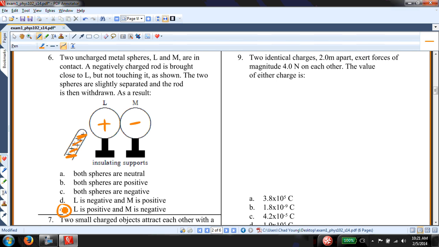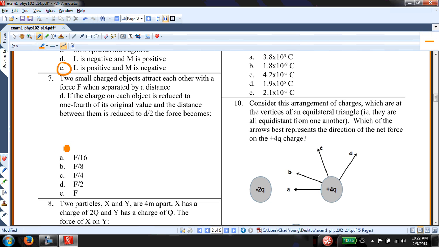Actually, when I change this, I'll edit it on the test. I'm going to make this a positively charged rod, just as it's drawn, and then that will make this negative and this positive. And then I will just change this word to be positively charged rod. So that's number 6.